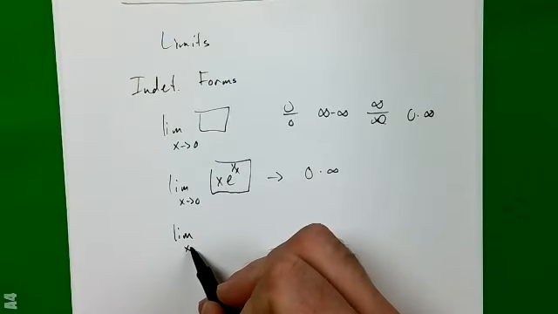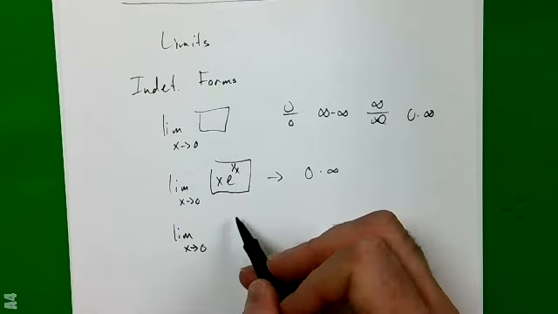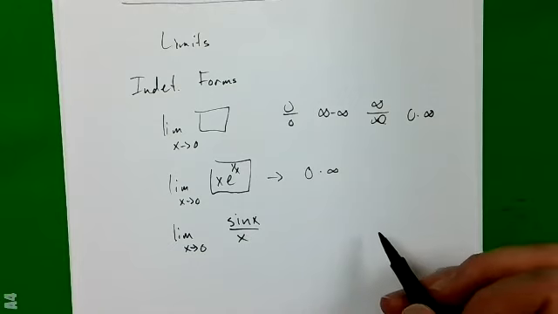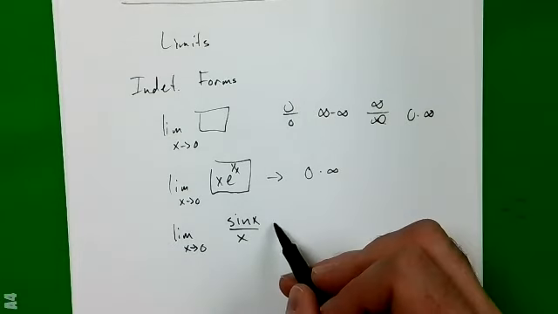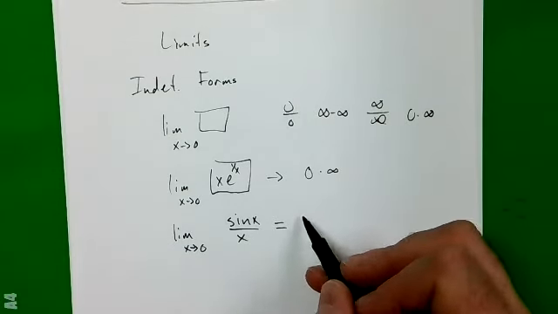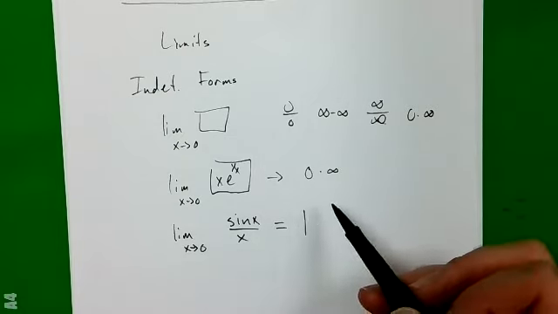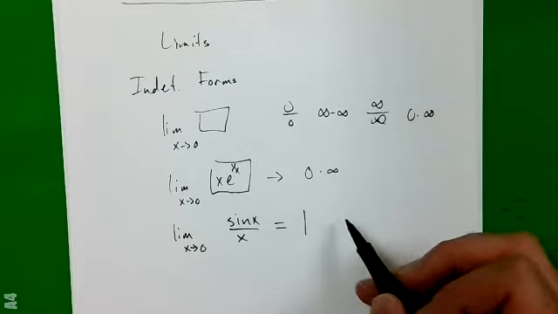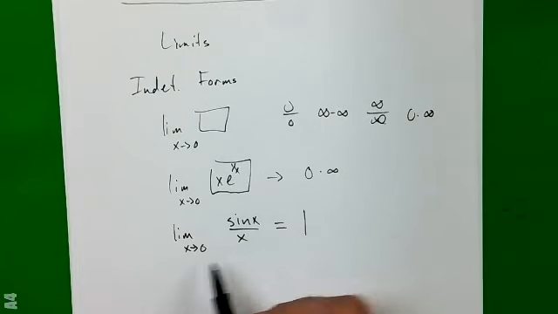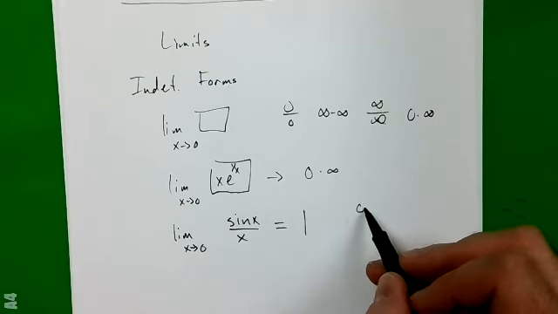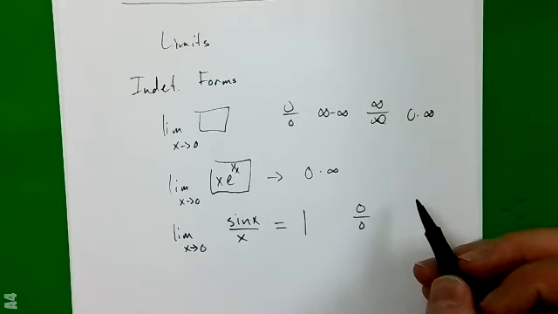Another one, and this one's familiar to us, is sine x over x. Now we learned back in chapter 2 that this limit is 1. And so these limits can exist or not exist, but this is still an indeterminate form because if you directly substituted 0 for x, you would get a 0 over 0 case.